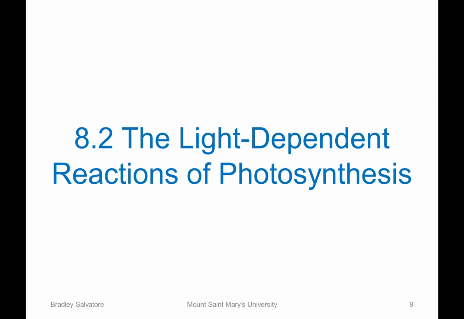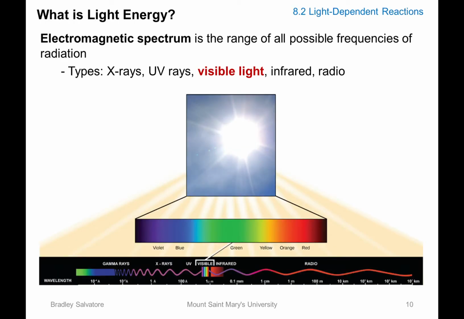In 8.2, we will talk about the light-dependent reactions, which is the first part of photosynthesis. Before talking about that, we want to talk a little bit about light and the kind of energy that our pigment will absorb. So we have the electromagnetic spectrum, which is all the range of possible frequencies of electromagnetic radiation.